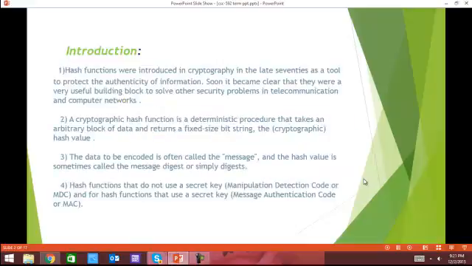Hash functions were introduced in cryptography in the late 70s as a tool to protect the authenticity of information. A cryptographic hash function is a procedure that takes data or a block of data and returns a fixed size bit string. The data to be encoded is often called the message and the result is sometimes called the message digest, which is where MD that we had in the previous slide comes from, MD4, MD5.